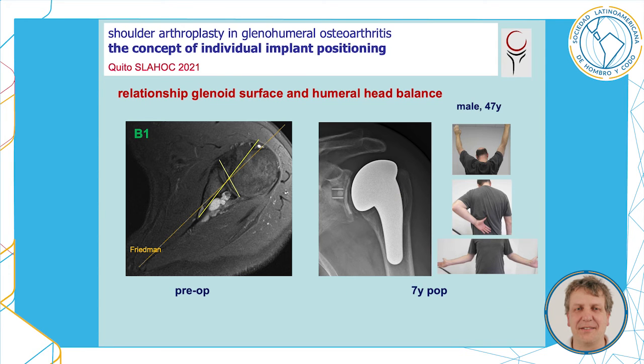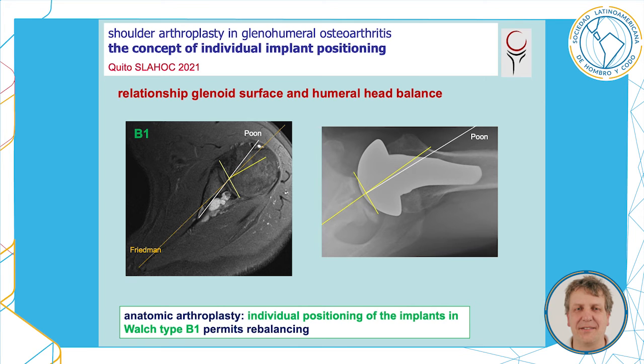Another patient with a B1 glenohumeral eccentricity, 7 years after implantation of a total shoulder, with a really good clinical and functional result. No signs of glenoid loosening. And when looking at the axial views, we can state that there is a rebalancing of the humeral head well centered on the glenoid implant.